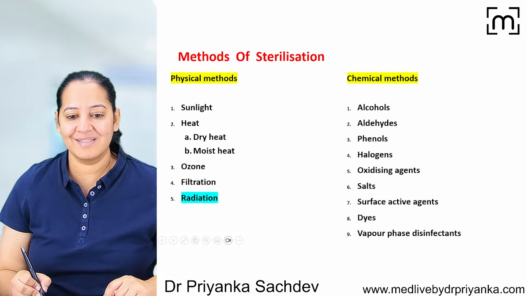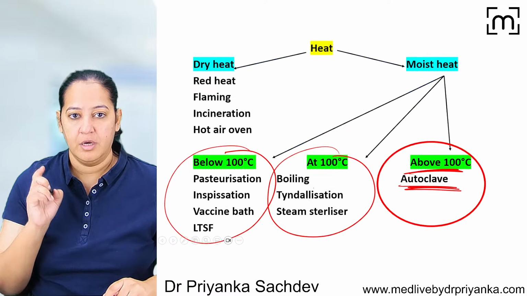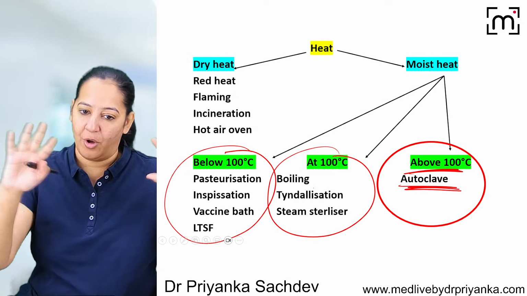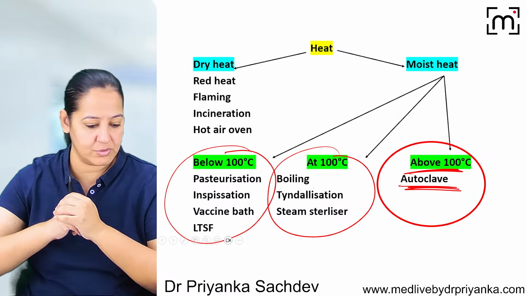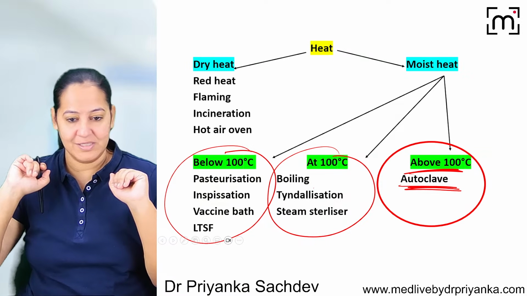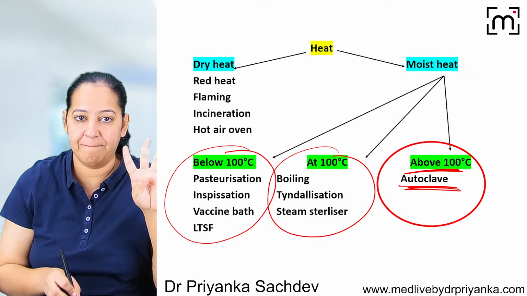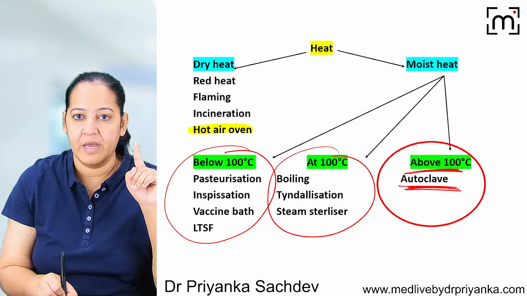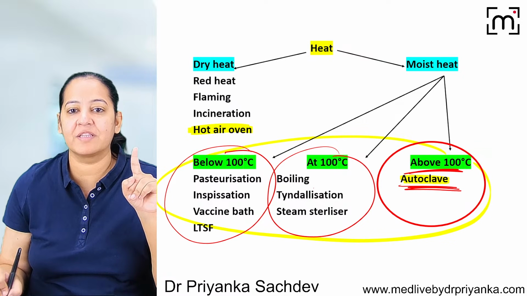We have to compare 2 things now. Let me ask you a question. We have completed all the methods. We have completed the dry heat, and we have completed the moist heat also. Among the dry heat, I told you 4 methods. The best among them is hot air oven. And among the moist heat, I taught you many methods, maybe 8 of them. But the best among them is autoclave.